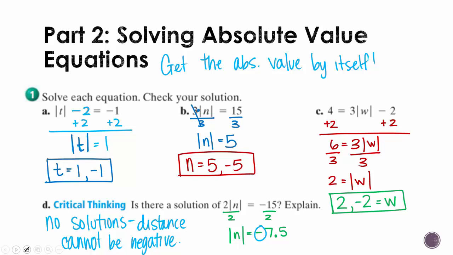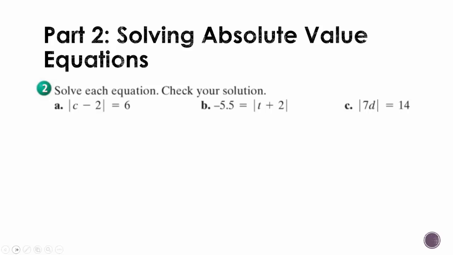So let's solve some harder ones. These ones are a little strange because there's stuff hanging out inside the absolute value. Now remember, absolute values are like grouping symbols, so we can't do anything inside. So what you have to say is whatever is inside of here, whatever this stuff is, 6 spaces away from 0. Now remember, there's two options here.